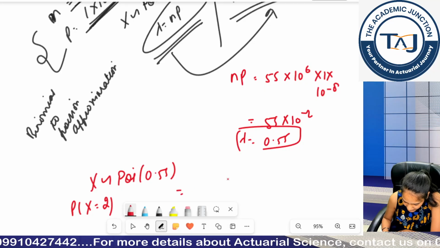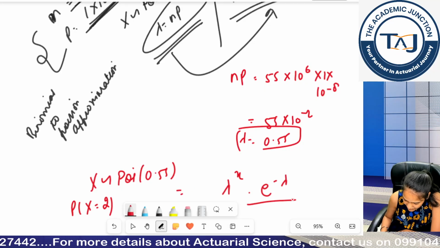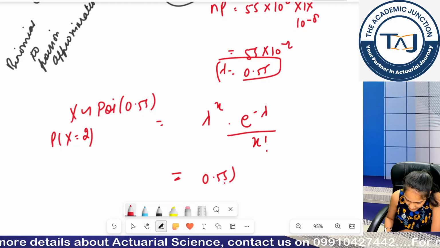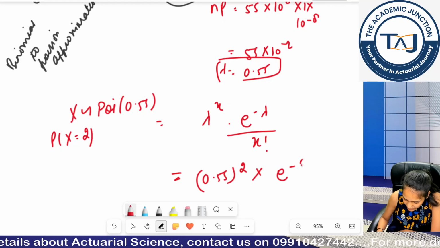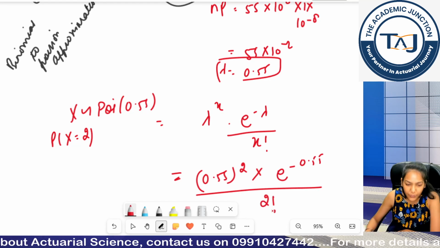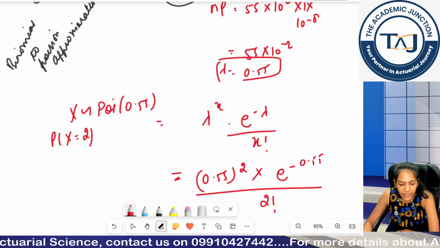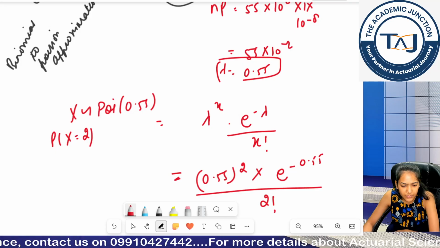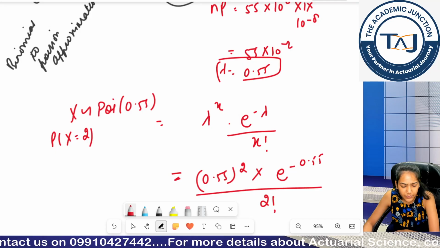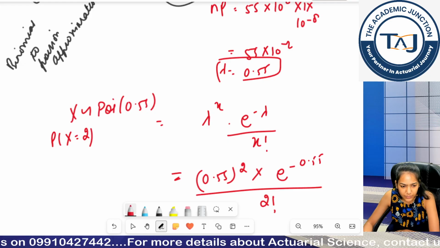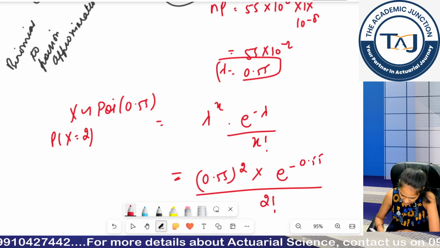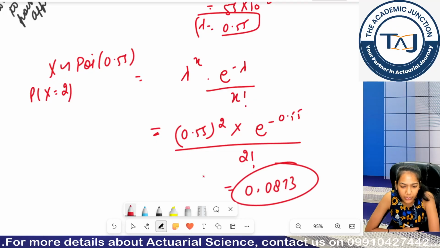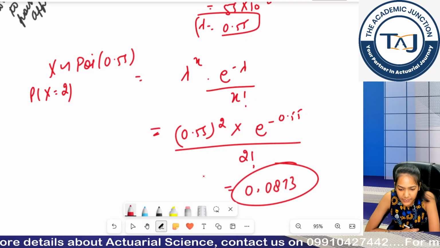So this will basically become lambda raised to the power x, e raised to the power minus lambda, into x factorial. Putting in the values, lambda is 0.55 raised to the power 2 into e raised to the power minus 0.55 divided by 2 factorial. Now solve it and give me the value. So yes, this is coming out to be 0.0873 if you put it in the calculator. Getting this answer?